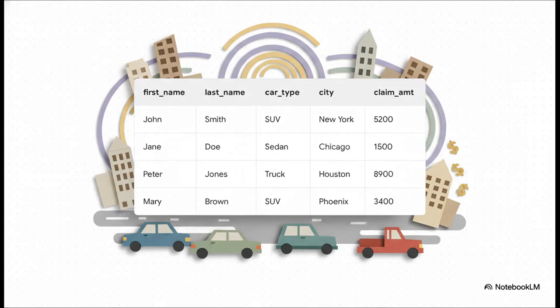And here it is, our master report. Just look at that. You've got the client's name, their car type, what city they're in, the claim amount, everything, all in one clean, easy-to-read view. This isn't just a table anymore. It's the complete story for every single claim, ready to go.